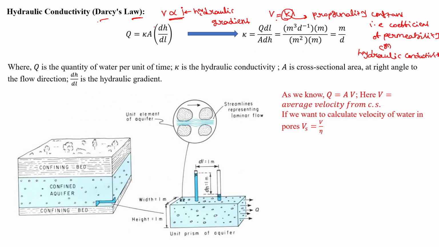Okay, so as we know, this is the final form of Darcy's law. Q equals K, the hydraulic conductivity, times A, the cross-sectional area, times dH by dl, which is nothing but the head loss per unit length. If our interest is to estimate the coefficient of permeability or hydraulic conductivity, we can reshuffle the terms this way. It has units of meter per day.